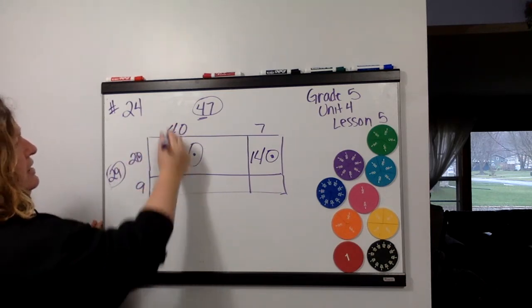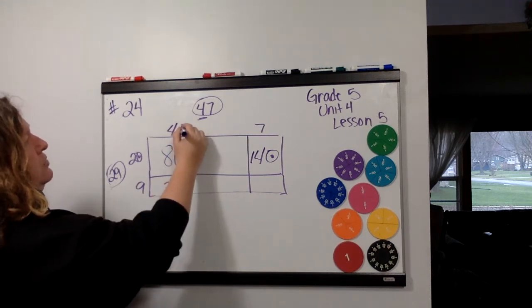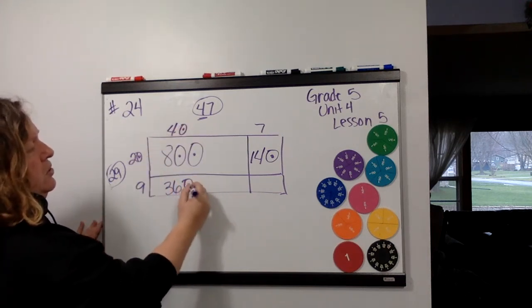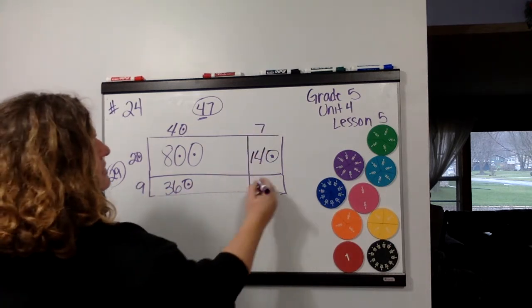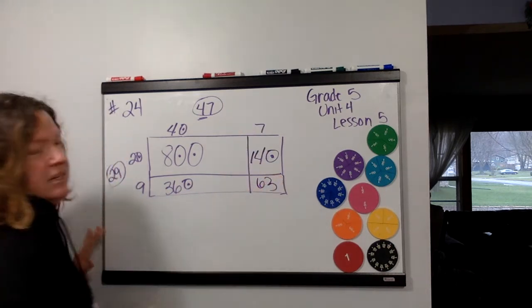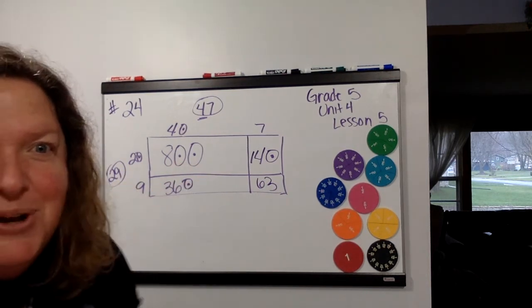40 times 9. 4 times 9 is 36. There's 1 zero in the problem, 1 zero in the answer. 7 times 9 is 63. How am I going to find the answer? I'm going to put it all together.